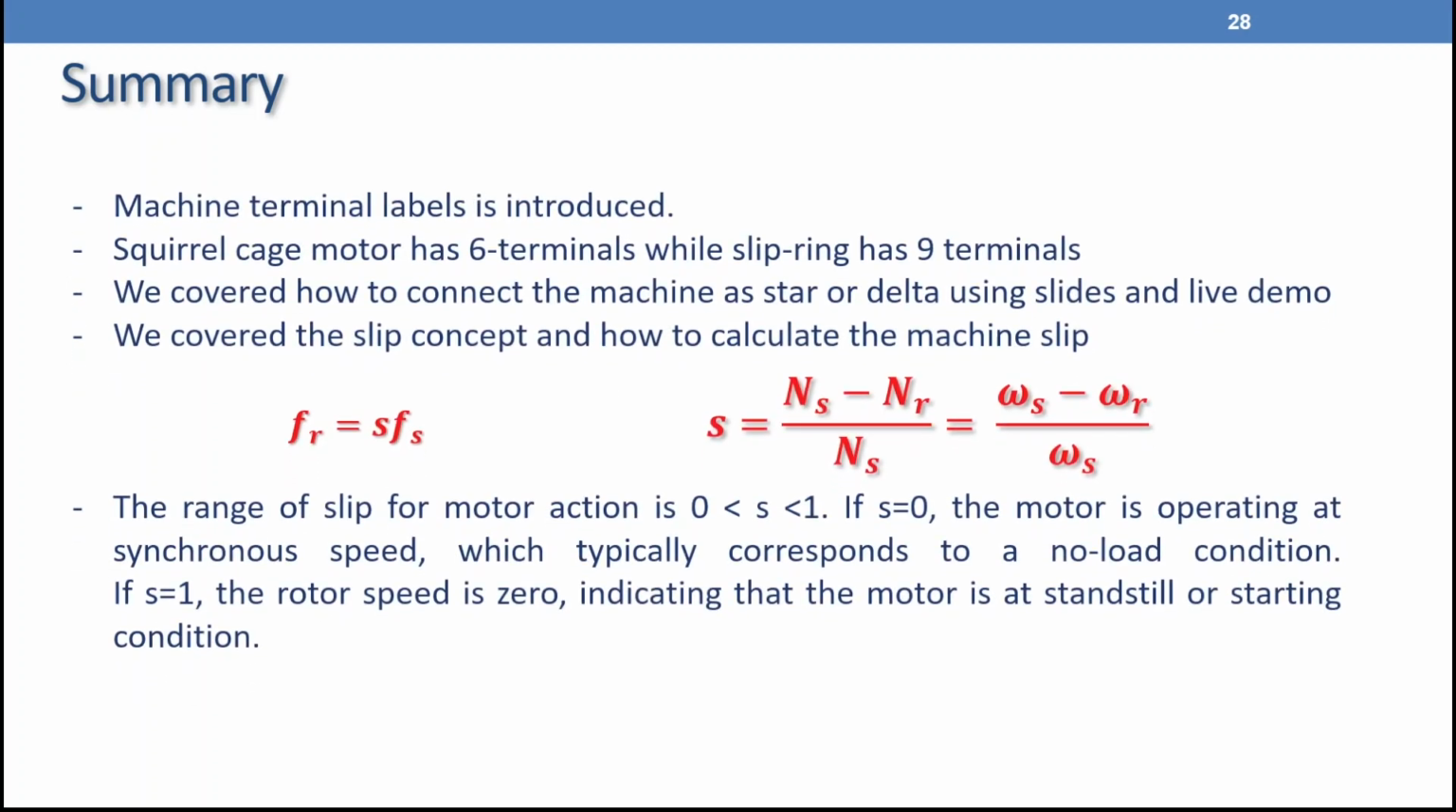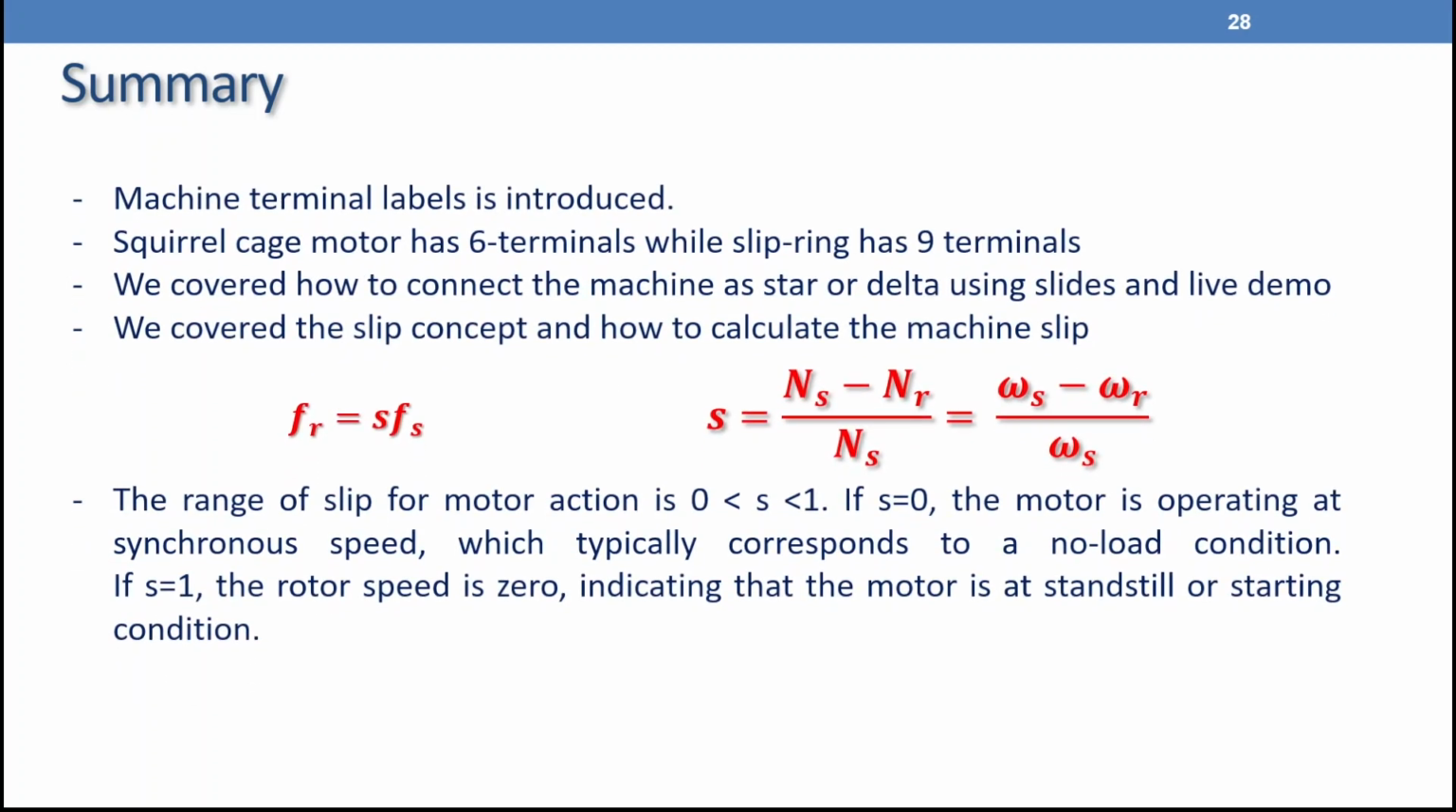Let us summarize this video. In this video, we introduced the machine terminal labels, and also the number of machine terminals. If the machine is a squirrel cage, we have 6 terminals, and if it's slip ring, we have 9 terminals, 6 in the stator and 3 in the rotor. Also, we covered how to connect the machine as a star or delta using both slides and live demo.